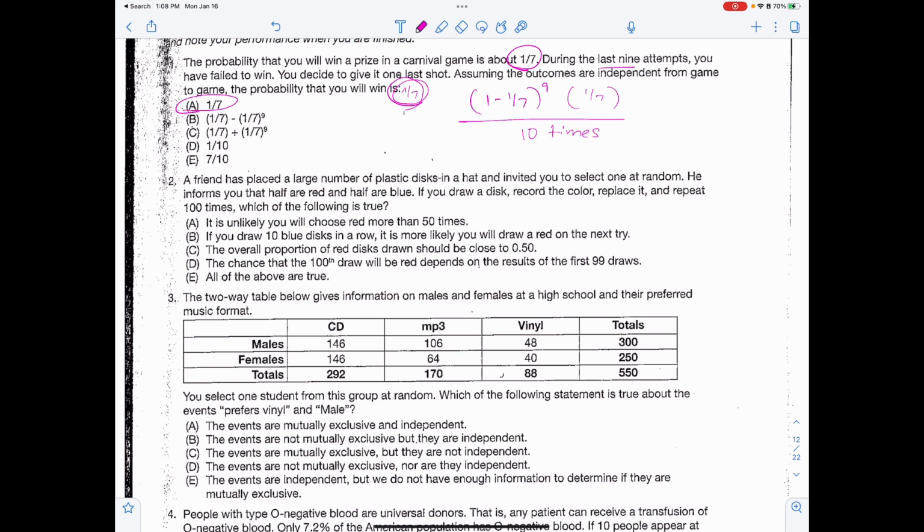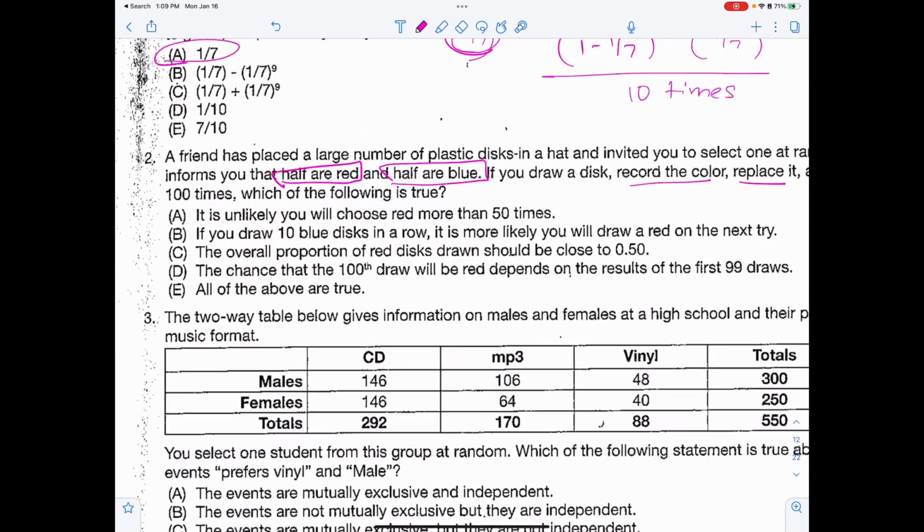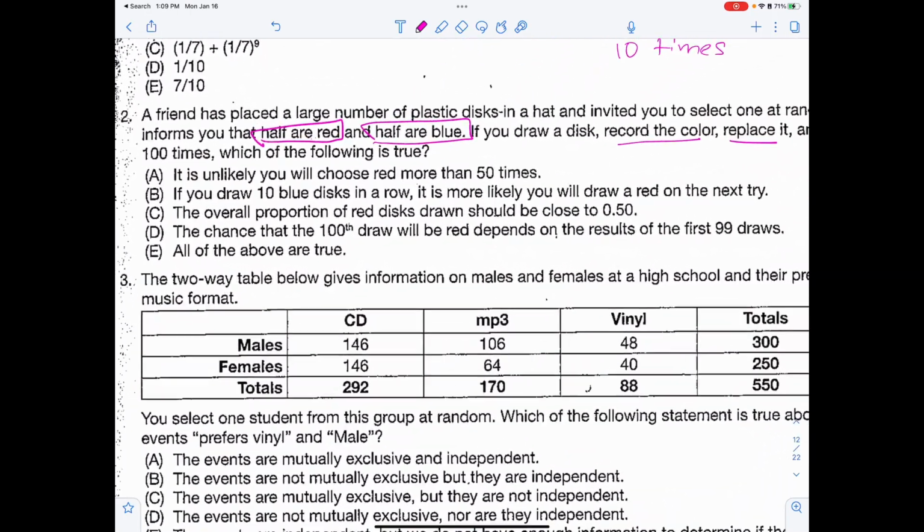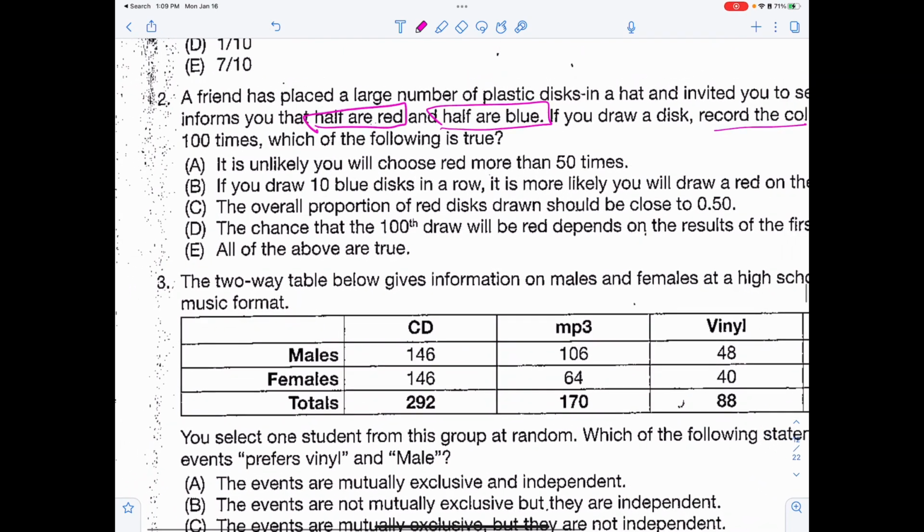A friend has placed a large number of plastic discs in a hat and invited you to select one at random. He informs you that you have half red and half blue. Probability of red is 50%, probability of blue is 50%. If you draw a disc, record the color, replace it, and repeat 100 times, which of the following is true? It is unlikely you will choose red more than 50 times. That's not true, because I know it's going to be really close to 50, but it could be 51 or 52. So I would say that's no.